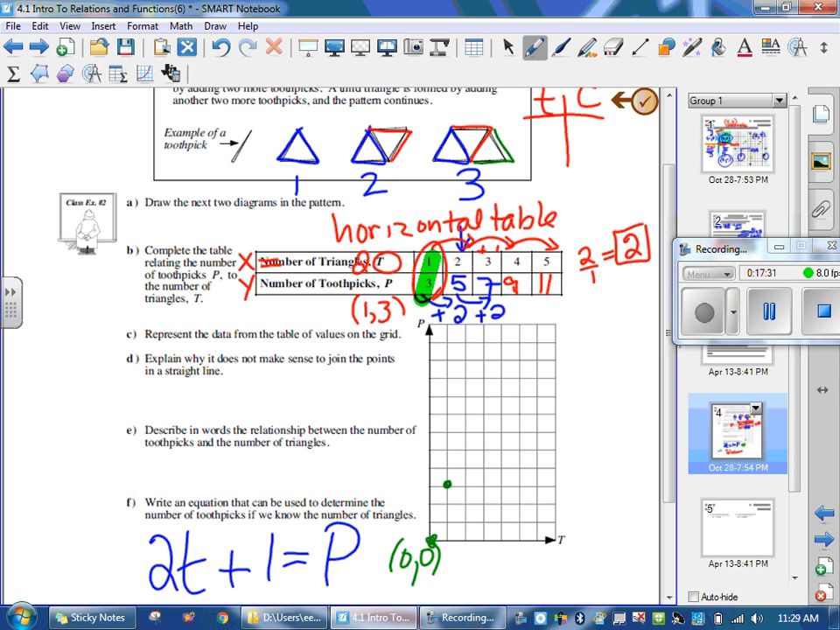The next point, 2 and 5. So you're now going to go to 2 and go up to 5. Because that's 3, this will be 5, this will be 7, this will be 9. So at 3 we go up to 7, at 4 we go up to 9, at 5 we're going to go up to 11. And again, remember, I'm not joining the points. I'm not going to join those points.